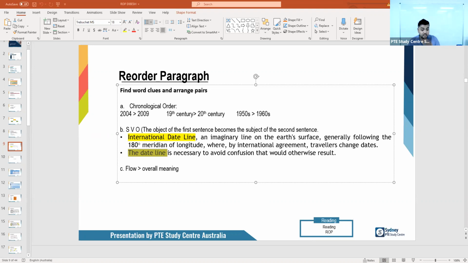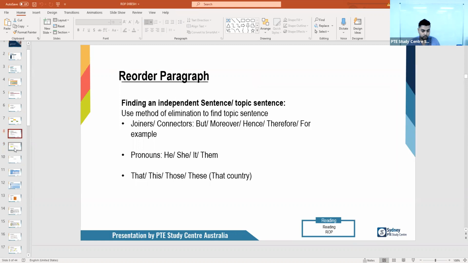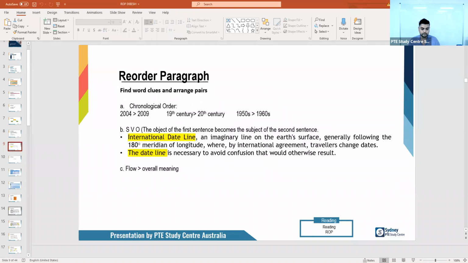Now I will discuss how to find the word clues and arrange pairs. I've got some good strategies to deal with this. I've already explained the repetitive keywords. That's one of the word clues. Another thing is the flow and the overall meaning. You will also need to know how to prioritize which one comes first and which one comes second.